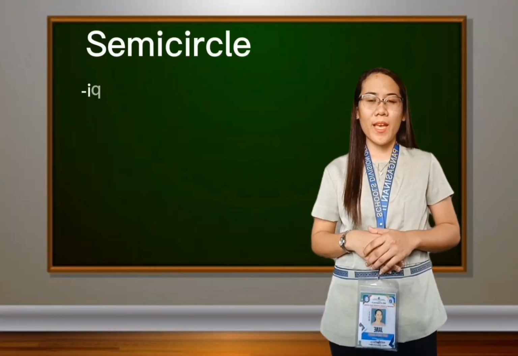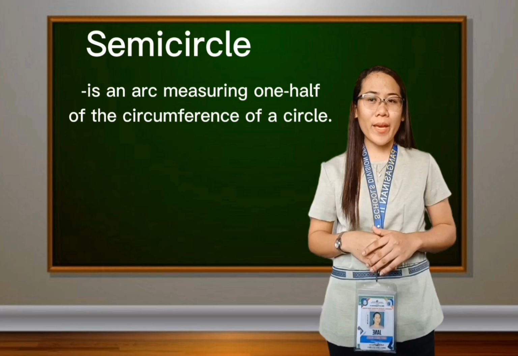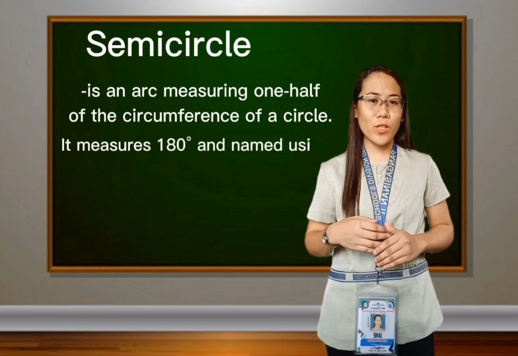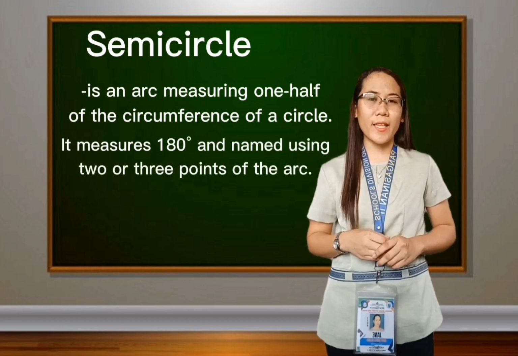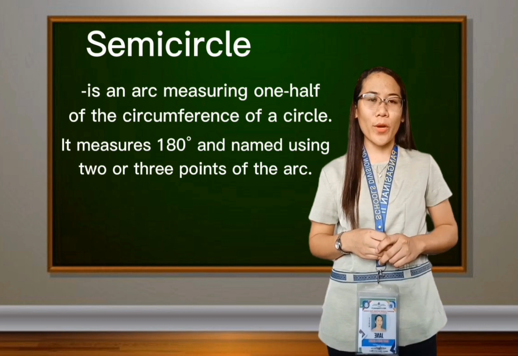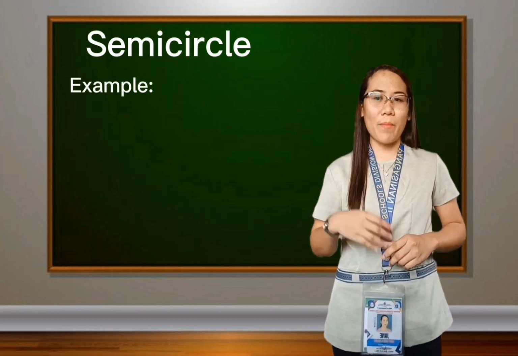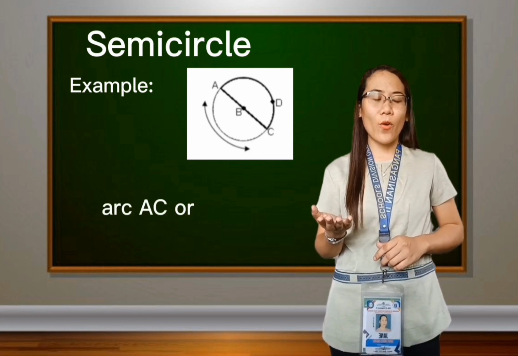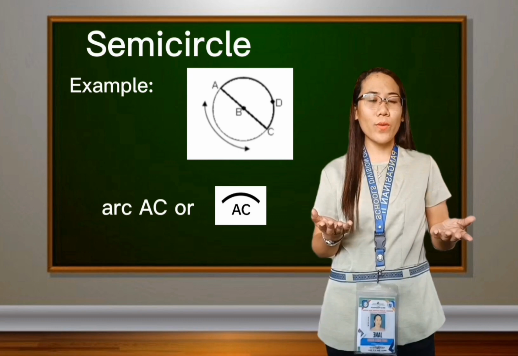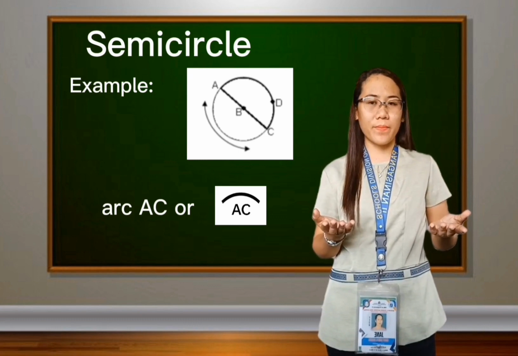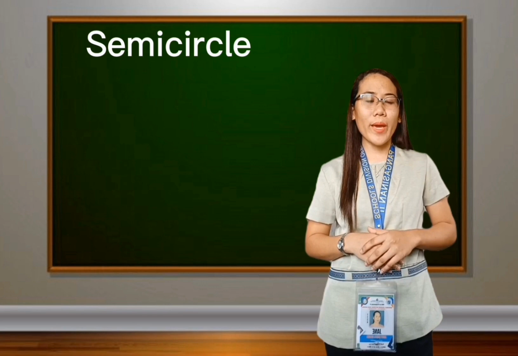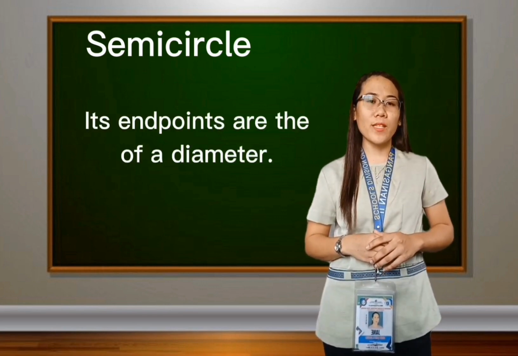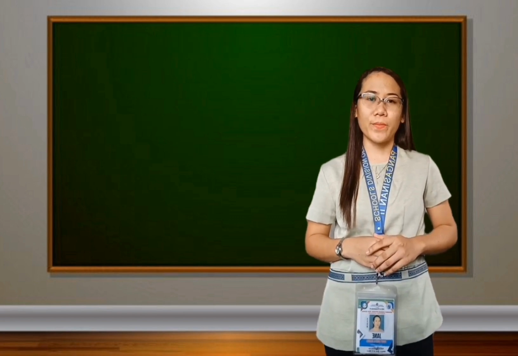Semicircle. A semicircle is an arc measuring 1/2 the circumference of a circle. It measures 180 degrees and is named using 2 or 3 points of the arc. Example, in this figure, we have arc AC, or in symbol, arc AC. One way to identify a semicircle is that its endpoints are the endpoints of a diameter.